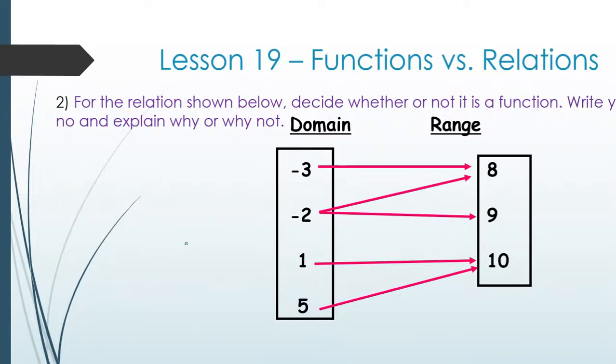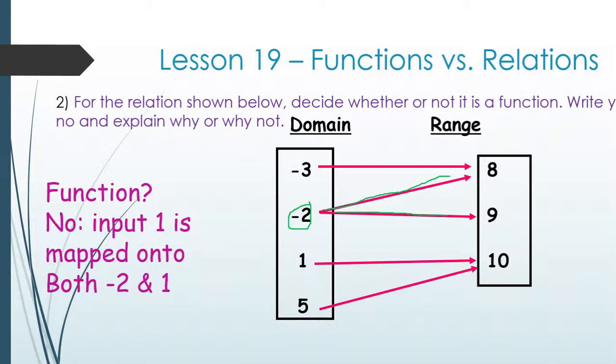Okay, so maybe this will help us on the second one. What do you guys think about this one? Is this one a function, yes or no? Well, you should have gotten no. The reason why is this negative 2. Do you see how there's two branches from it? It's going to 8 and to 9. And again, it doesn't matter whether 5 and 1 go to 10. That's fine. But there's two branches coming from negative 2. So this one, is it a function? No, because one input is mapped to two outputs. So it just does not work. Okay?